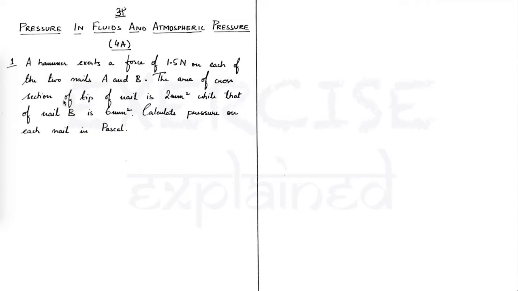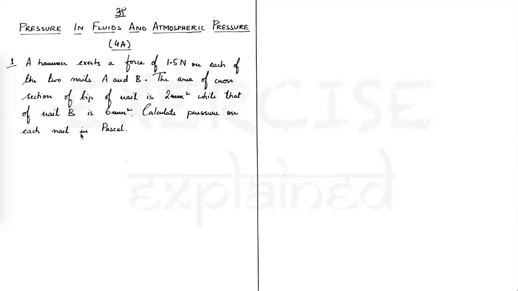The area of cross section of the tip of nail A is 2 millimeters square, while that of nail B is 6 millimeters square. So for A it is 2 millimeters square, for B it is 6 millimeters square. We need to find the pressure on each nail in Pascal.